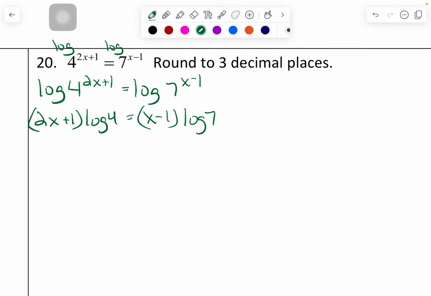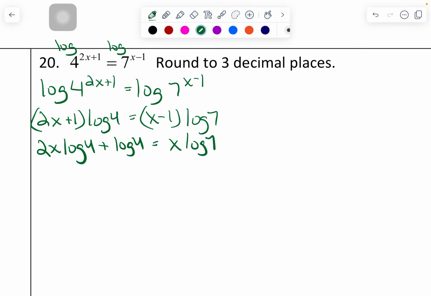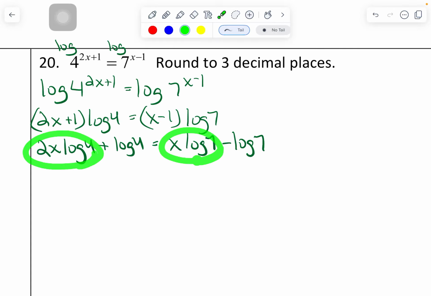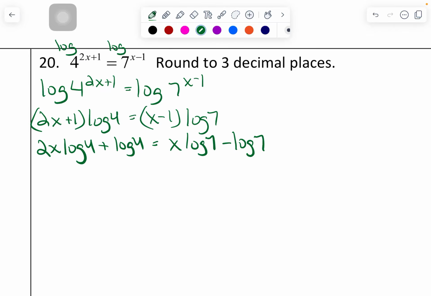Distribute both sides. So it's going to be 2x log 4 plus log 4 and then x log 7 minus a log 7. So this term has an x in it. This term has an x in it. That's a constant. That's a constant. So I'm going to move this x term over to the left, and I'm going to move that constant over to the right. Sure, let's do that.